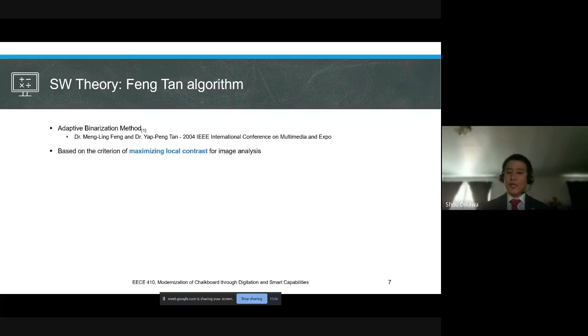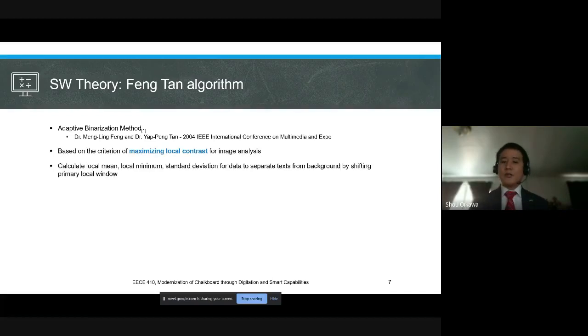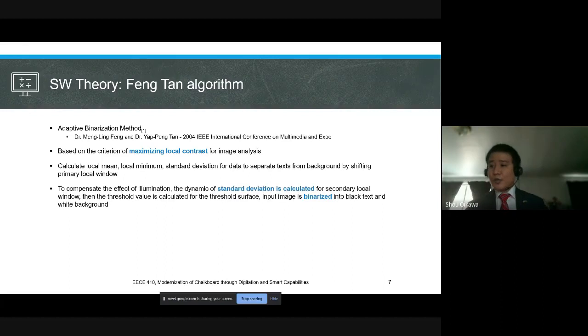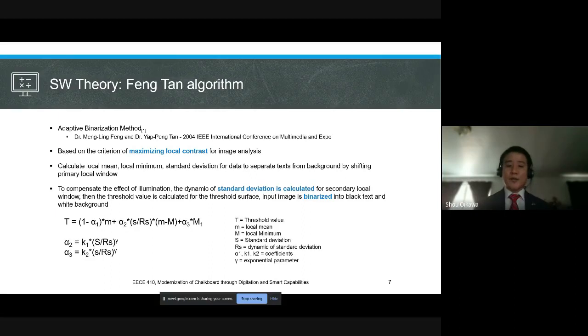And this is based on maximizing the local contrast for the image analysis. This is done through the use of local mean, local minimum, and standard deviation data to separate the text from the background by shifting the primary local window. And to compensate for the effective illumination, the dynamic standard deviation and the secondary local window are used to calculate a local threshold value, seen by the formula down below.